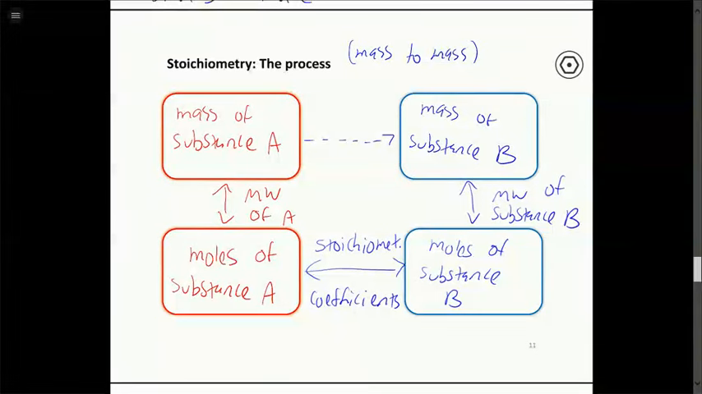All right, so this is sort of the typical roadmap for a stoichiometry problem. You want to figure out amounts of substances that are involved in a reaction. The most convenient amount that we're going to start with is mass, usually in grams, and we can use molar masses to convert into moles. We can use coefficients to convert between moles of two different substances, and so on.